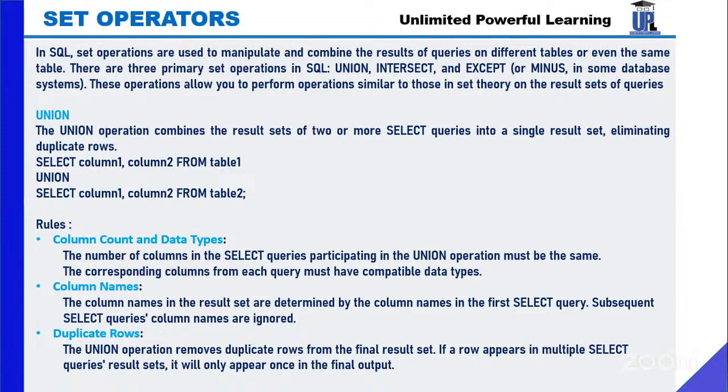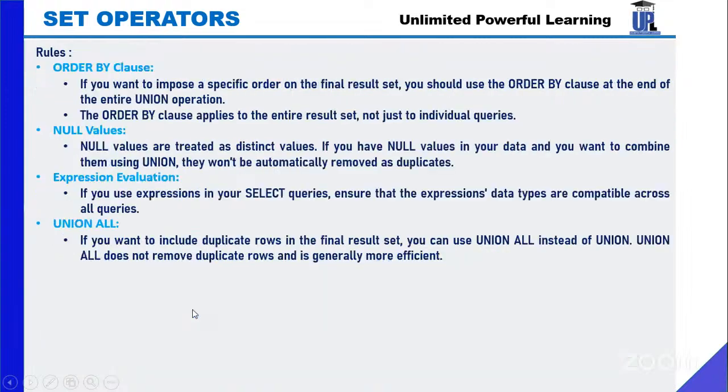Another important fact is that in union, any duplicate records will be removed. It removes duplicates from the final result set. So the rules are very clear. If I want to merge two tables' records, they should have the same number of columns and the same data types. Another important thing is that when you merge, the table 1 column names will be displayed, not the table 2 column names. And third, you should remember that it removes duplicate rows. This you have to understand.